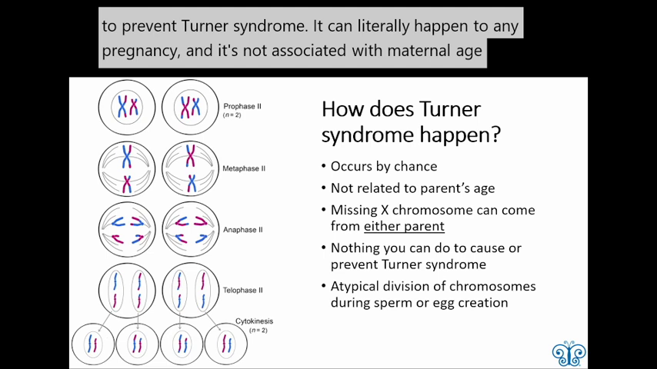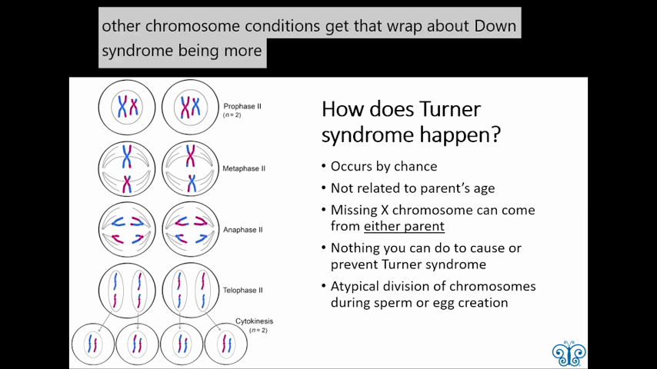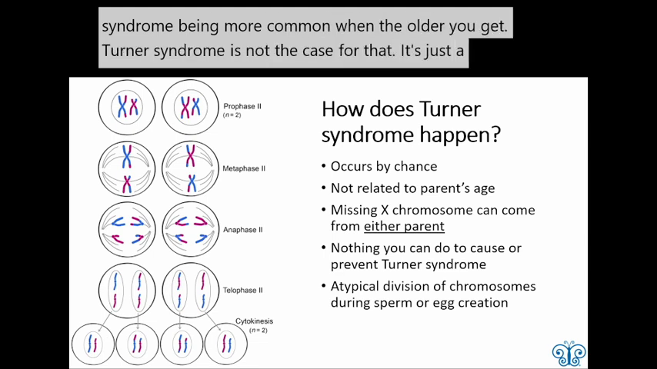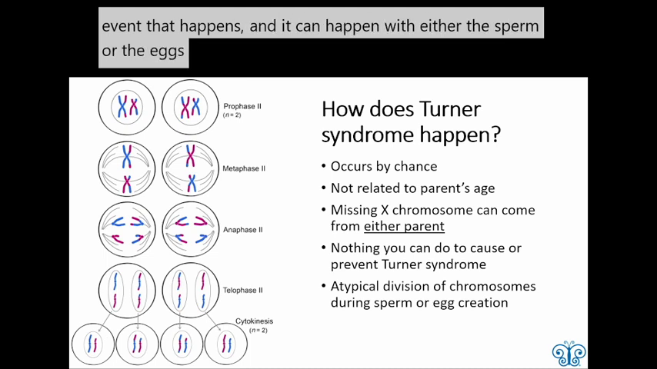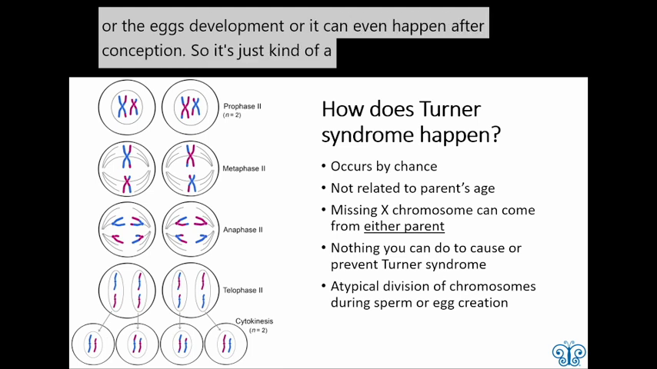I know other chromosome conditions get that rap about Down syndrome being more common the older you get. Turner syndrome is not the case for that. It's just a random event that happens. And it can happen with either the sperm or the egg's development, or it can even happen after conception. So it's just kind of a random event that occurs.